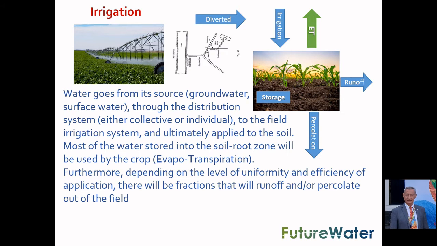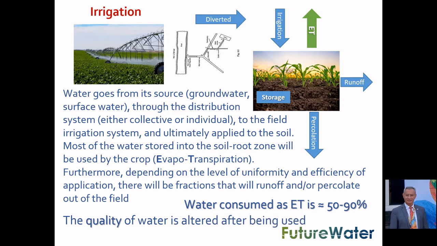Most of the water stored in the soil root zone will be used by the crop through evapotranspiration. Furthermore, depending on the level of uniformity and efficiency of application, there will be a fraction that will run off or percolate out of the field. In this case, the water consumed is quite high. It can be of the order of 50 up to 90%, depending on the efficiency of the systems. And that is why agriculture is considered the largest water user and consumer. Also, in this case, we need to recognize that the quality of water is altered after being used.